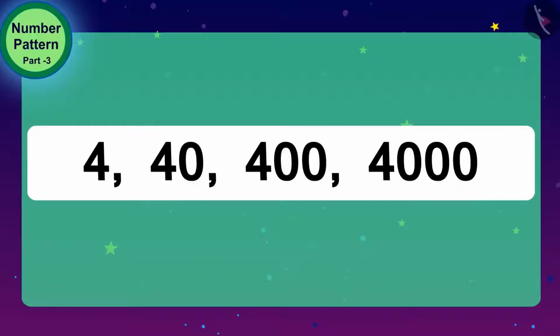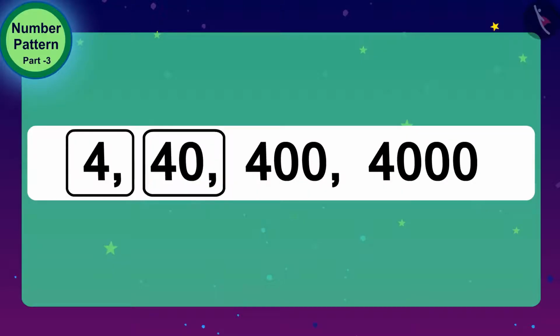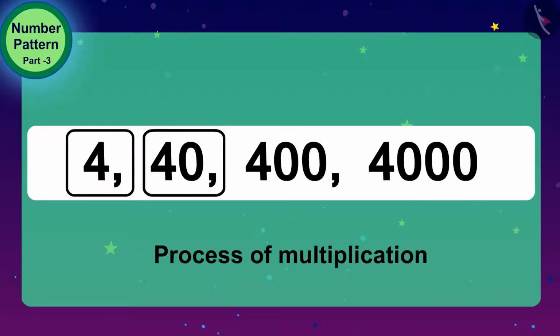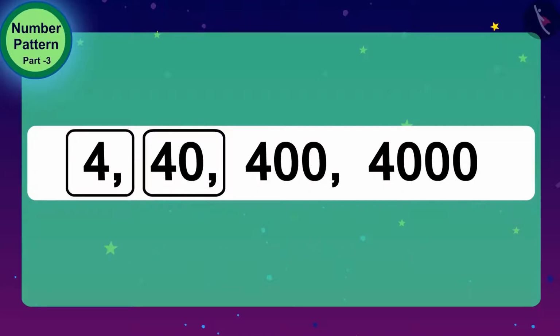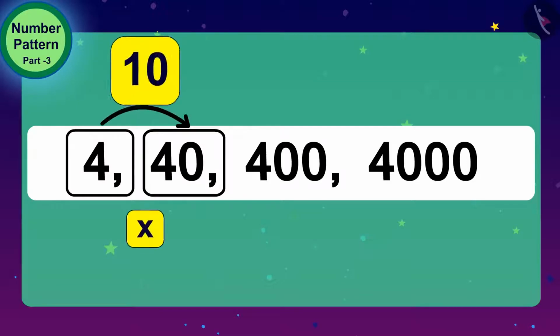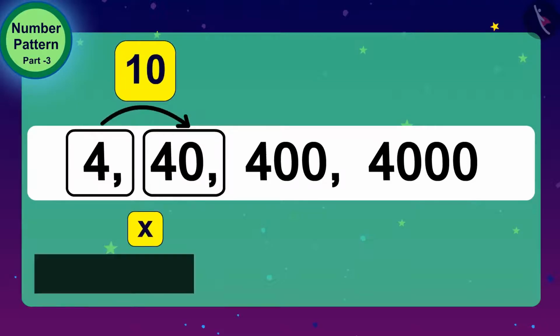The first number here is 4 and the next number is 40. If we use the process of multiplication, we will find what we need to do to get the number from 4 to 40. Exactly. We have to multiply 4 by 10.